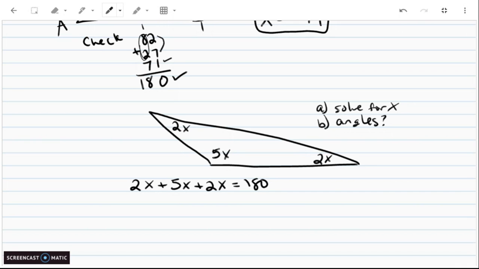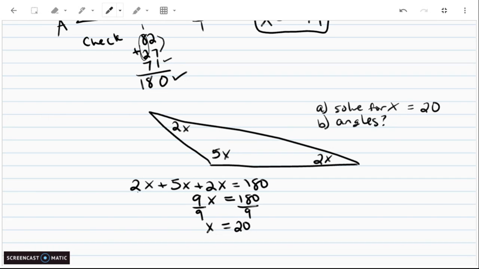And so I can add 2 plus 5 is 7, plus 2 gives me 9x equals 180 degrees. Divide by 9, and x equals 18 divided by 9 is 2, and then it's just add on that 0. So x equals 20. So step 1, x is 20 degrees.